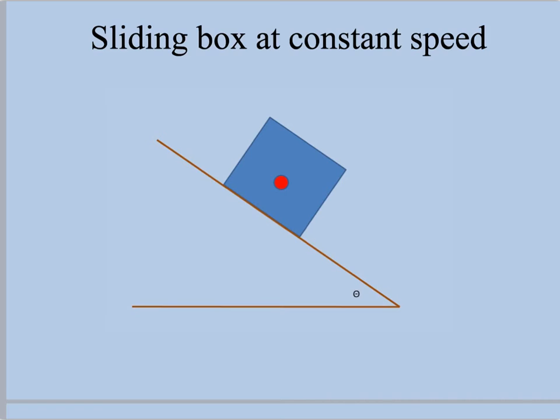All right, sliding box at constant speed. Doesn't say there's no friction, so we have to assume that there is. So let's go ahead and draw our weight vector. We know that's going to point straight down. Label it FW or MG if you want. We know our normal force vector is going to go perpendicular to our surface, so it's going to go straight up away from the surface of the incline.